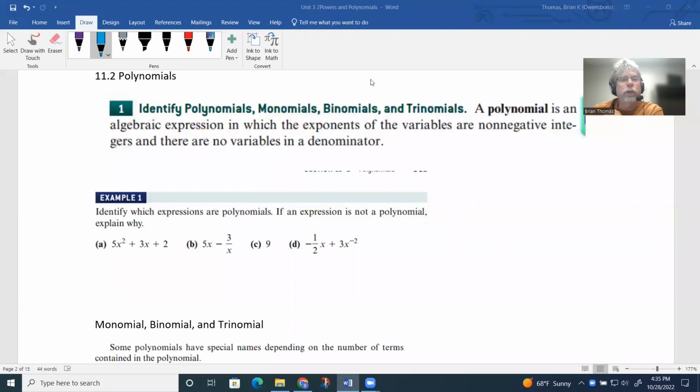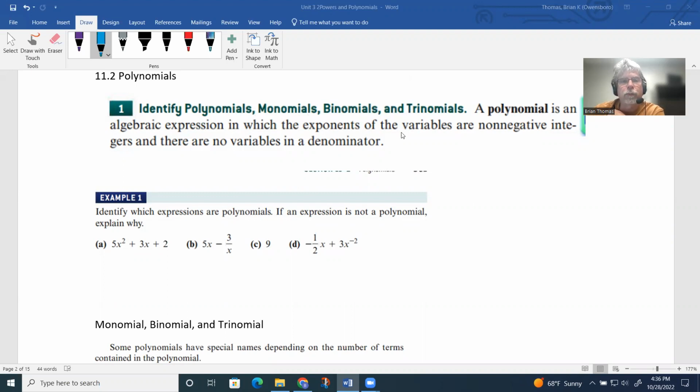So in 11.2, we get into what's called polynomials. Poly kind of means many terms, but they actually categorize a monomial, binomial, and trinomials all under the same category. As far as a polynomial goes, we've talked about terms. So a polynomial is going to involve terms.